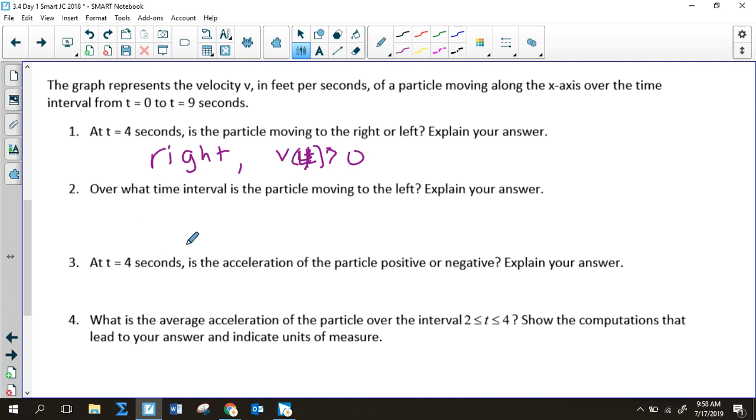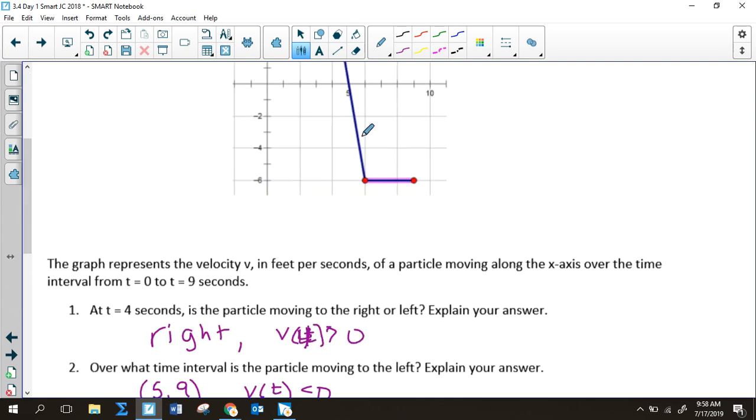Okay, over what time interval is the particle moving to the left? So now you want to see when is the velocity negative on this picture. So we're going to go from 5 to 9 because this is where the velocity is less than 0. So if you go back and look at the graph, 5 to 9 is where it's negative, where it's below the x-axis.